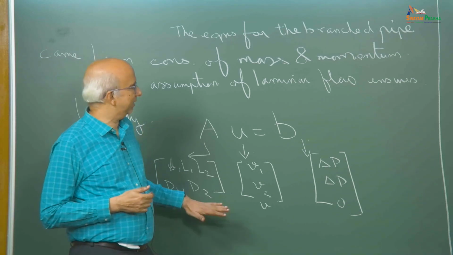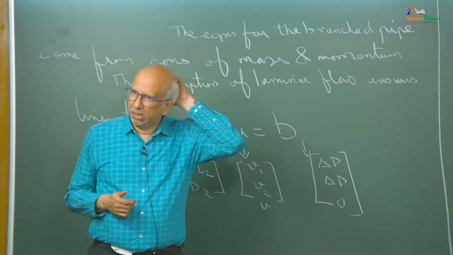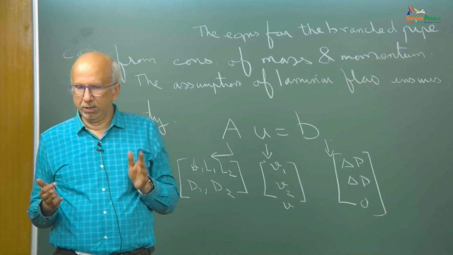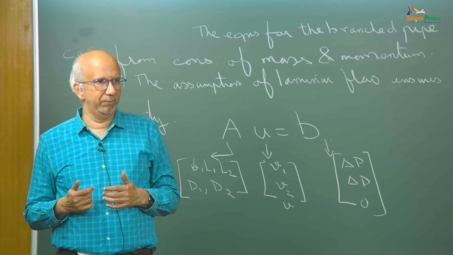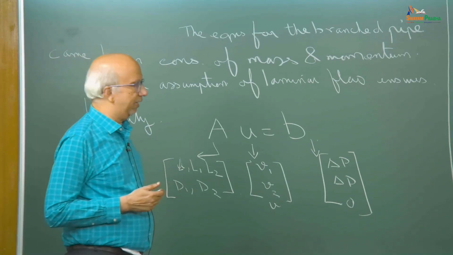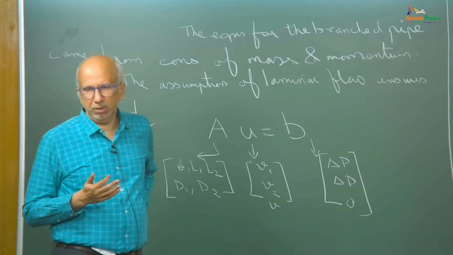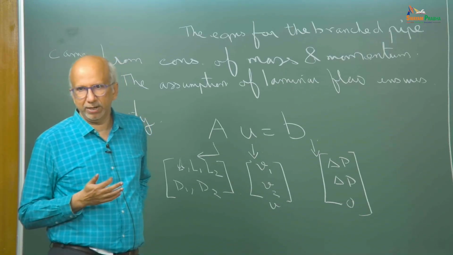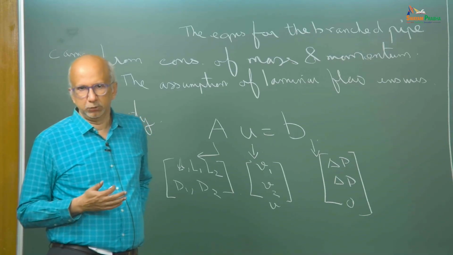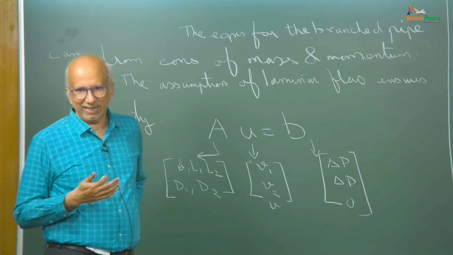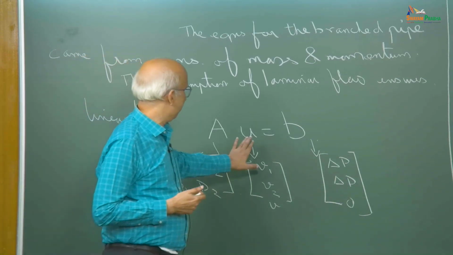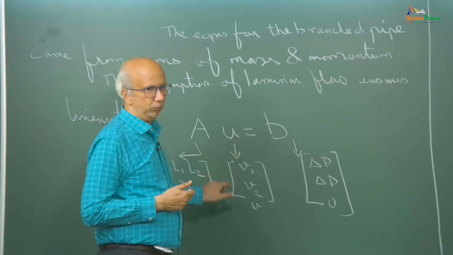The other thing which we assumed was that the system was at steady state. Those are some of the assumptions we made, and with this we have an example of a problem in fluid mechanics where you get a system of linear algebraic equations. If you have linear algebraic equations, I can write them in the form AU equals B. U is what I have to find out; B and A are given to me.